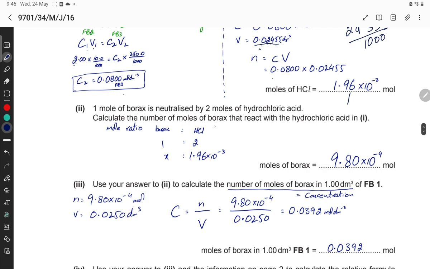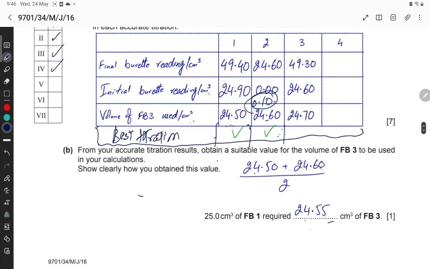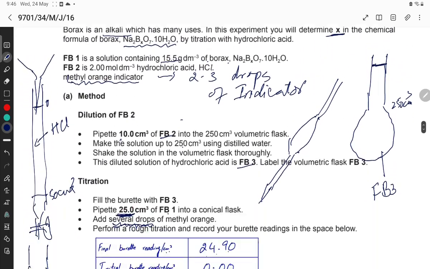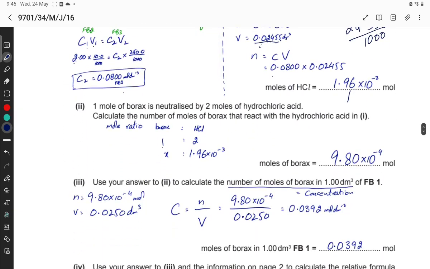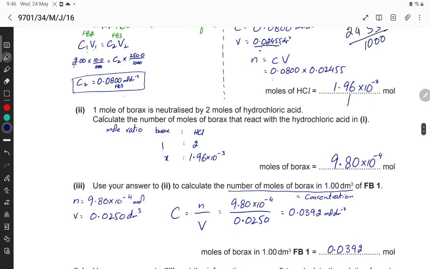1 mole of borax is neutralized by 2 moles of hydrochloric acid. Calculate the number of moles of borax that react with the hydrochloric acid in 1. The mole ratio is borax to HCl, 1 to 2. Borax is 1 mole, neutralized by 2 moles of hydrochloric acid, so the ratio is 1 to 2. So the answer for borax is 9.80 × 10⁻⁴ moles.